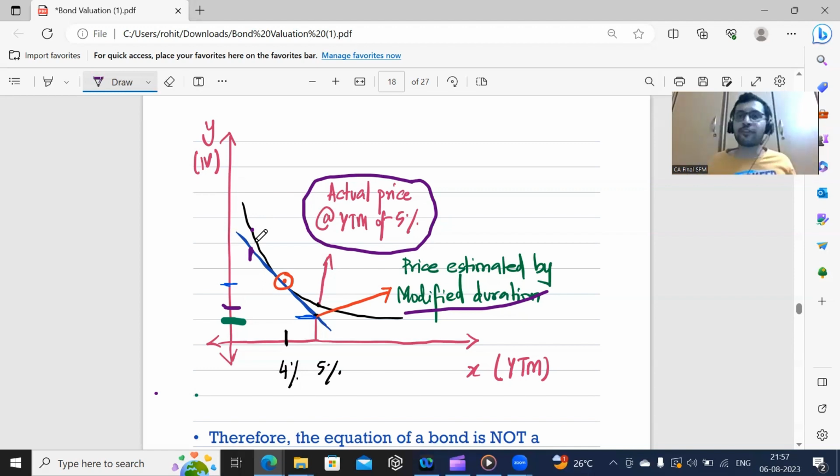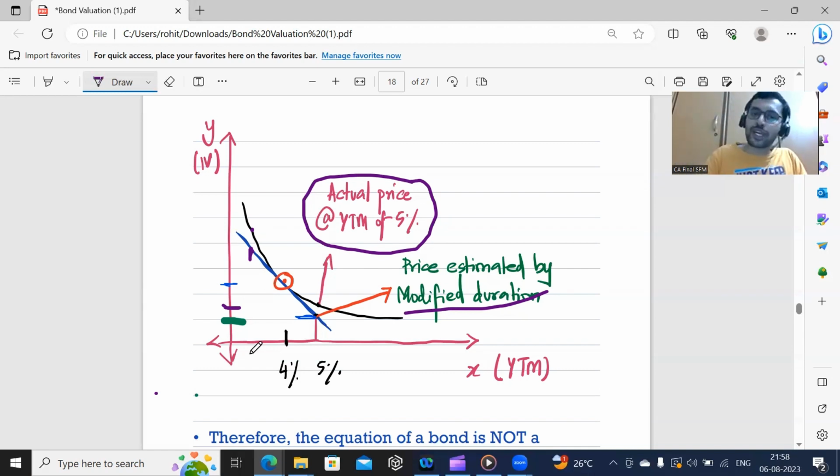All right, what is modified duration doing? It is drawing a line which is tangent to the curve at the current YTM. All right, that tangent is exactly at the point where we are standing right now in terms of YTM. Wherever we are standing today in YTM, the line is exactly tangent to the curve at that particular point, and modified duration is calculating the slope of that line. All right, whereas the actual price is lying slightly higher.